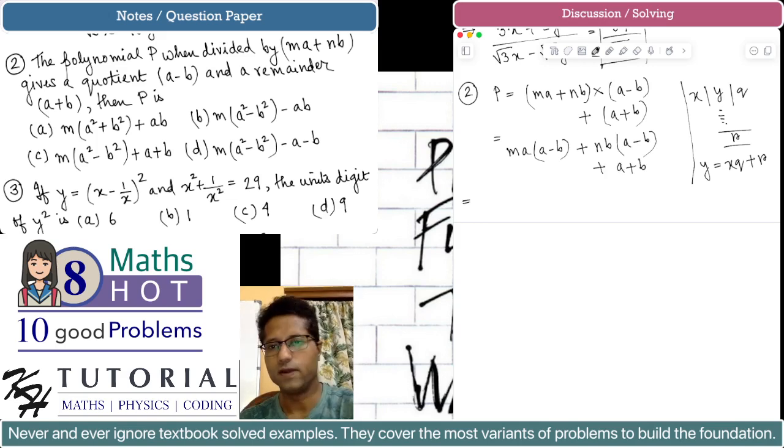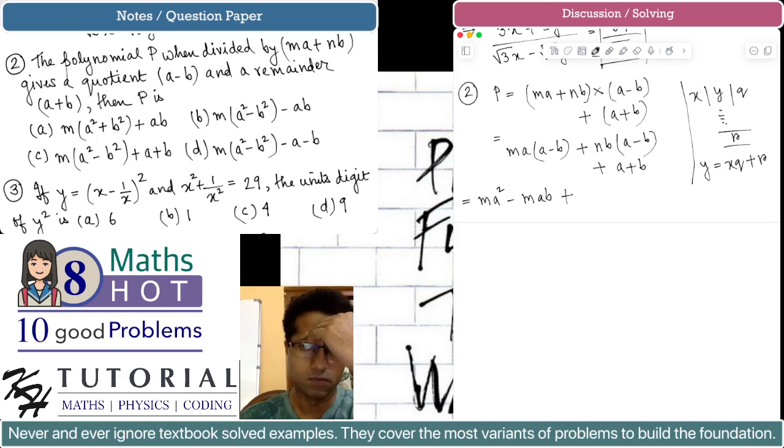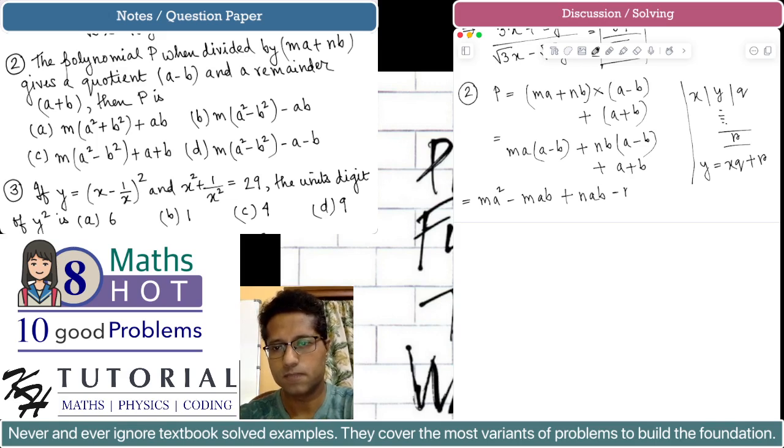Now again we have to find the product of a monomial and a binomial. So the product of the monomial ma and the binomial a minus b becomes m a square minus m a b, and the product of the monomial nb and the binomial a minus b becomes n a b minus n b square, and we have a plus b.